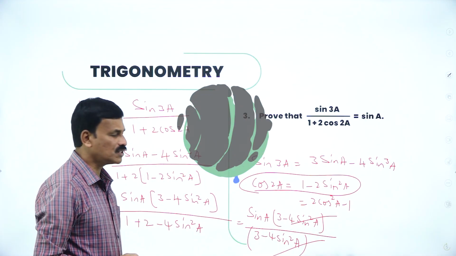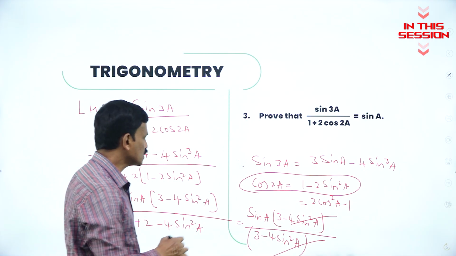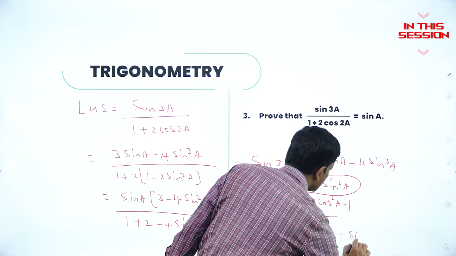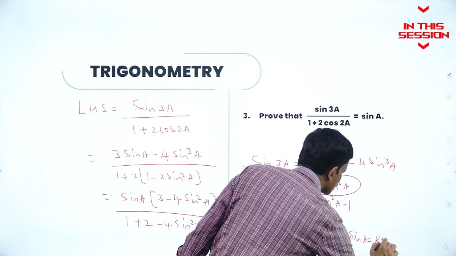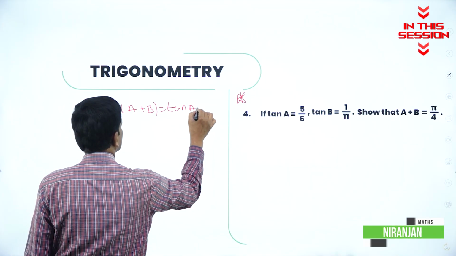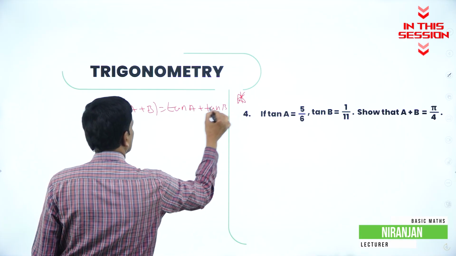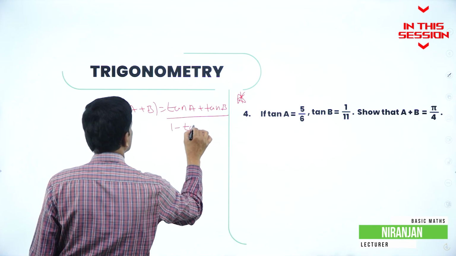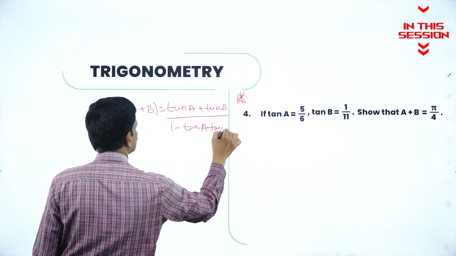3 minus 4 sin square A divided by 3 minus 4 sin square A gets cancelled. What is left over? That's equal to sin A, which is the required RHS. What is the formula for tan A plus B? Tan A plus tan B divided by 1 minus tan A into tan B.